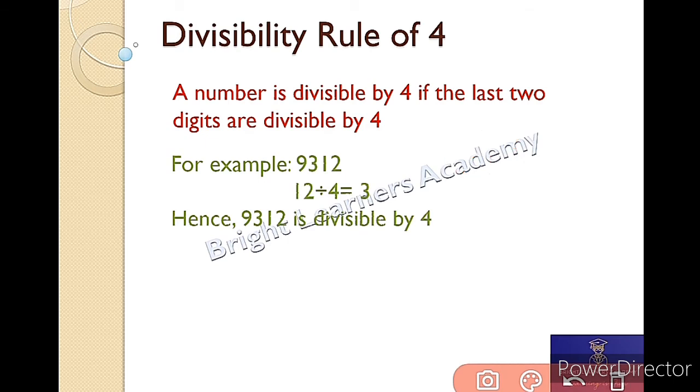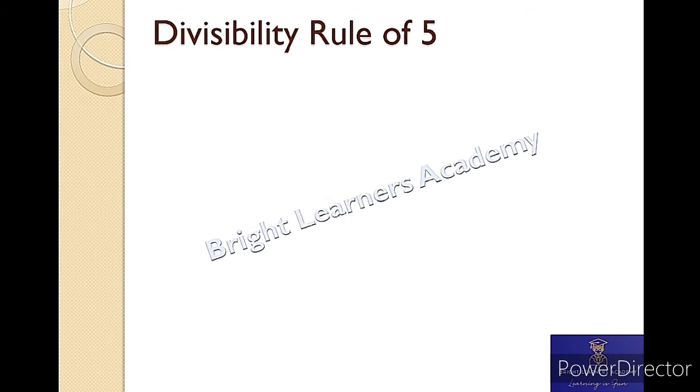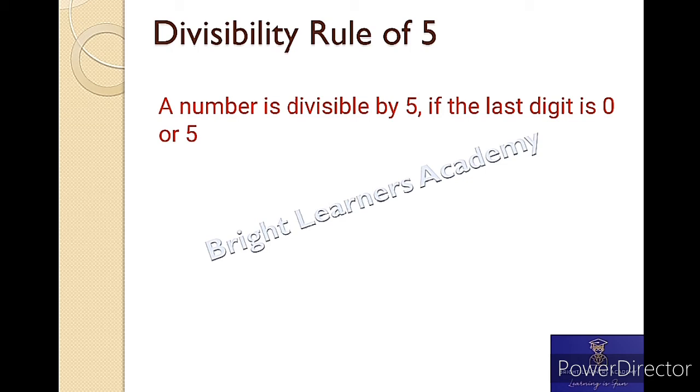Okay, now let's discuss divisibility rule of 5. The divisibility rule of 5 says that a number is divisible by 5 if the last digit is 0 or 5. So it means we have to focus only on the last digit. If it is 0, then we can say yes, it is divisible by 5. Or if it is 5, then we can say that yes, this number is divisible by 5.